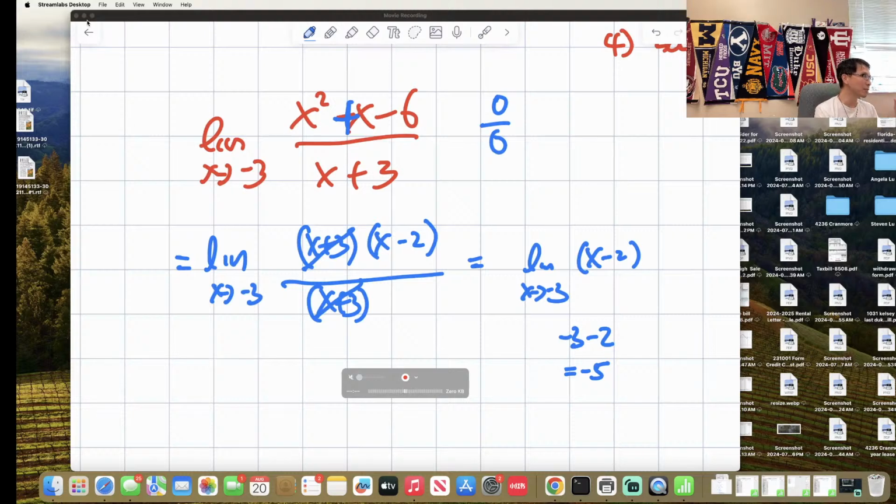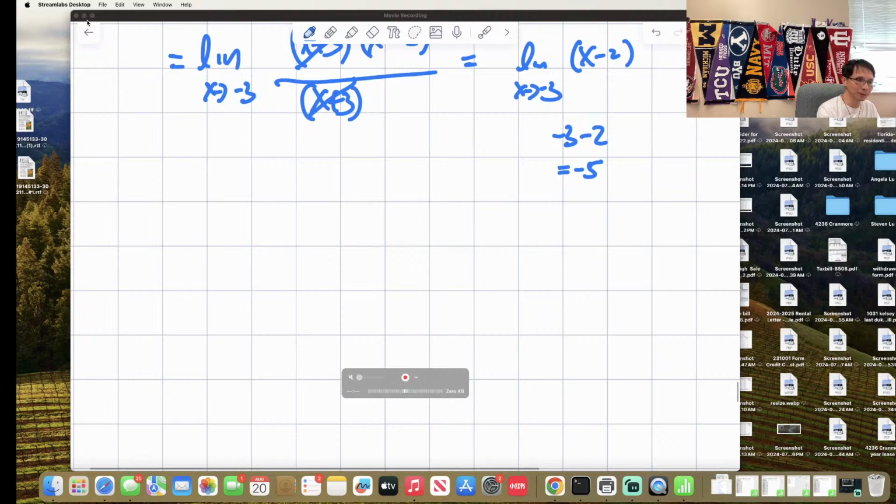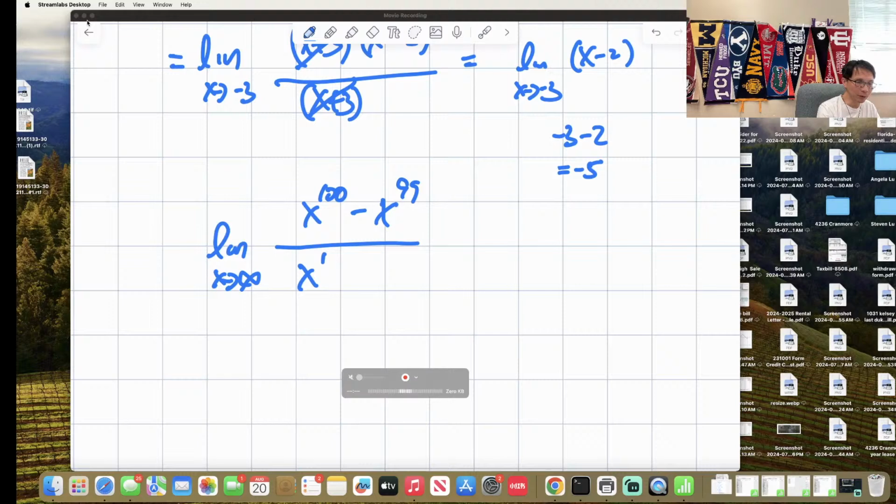It's much better to understand everything. L'Hopital's rule is usually used for harder problems. For example, let's say I have the limit as x approaches infinity of x to the 100 minus x to the 99 over x to the 101 minus x to the 100. So do you want to do L'Hopital's rule here?